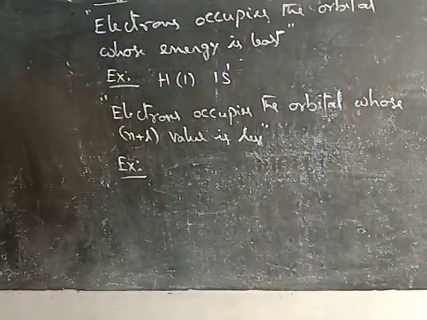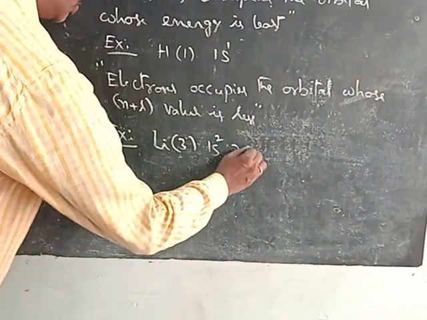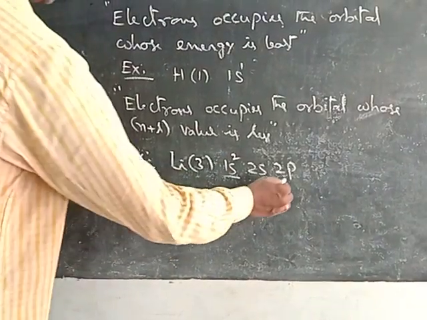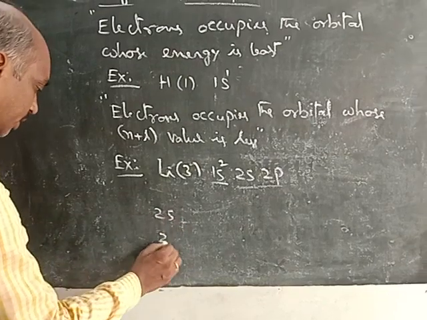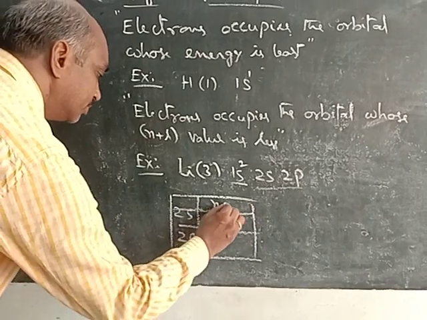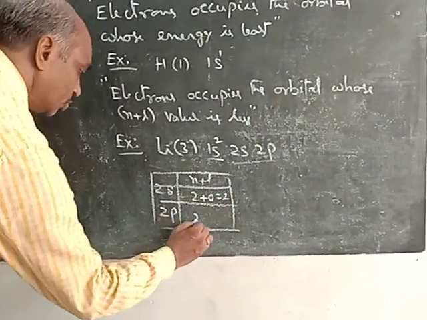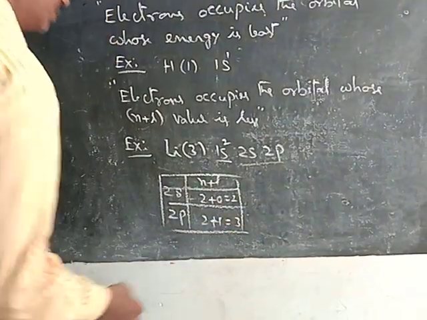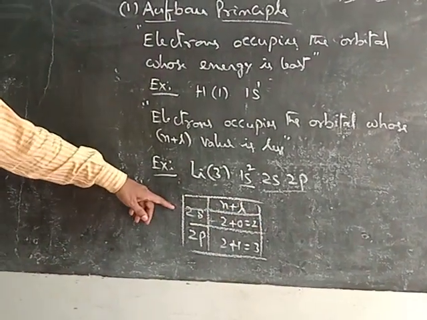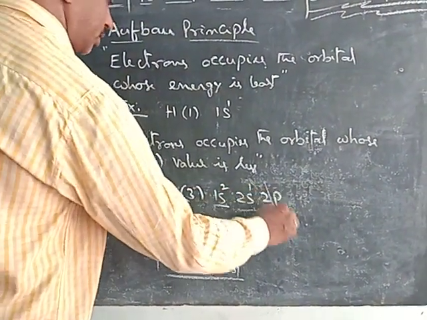Lithium, atomic number 3, 1s2, 2s, 2p. 2 electrons are already filled in the 1s. The third electron goes into either 2s or 2p. Write the 2s and 2p. n plus l value: that is 2 plus 0, 2; 2 plus 1, 3. By comparing 2s and 2p, the n plus l value of 2s is less compared to 2p. So the third electron goes into 2s but not 2p.